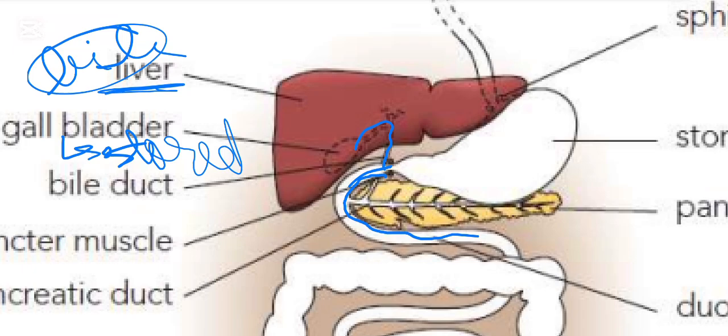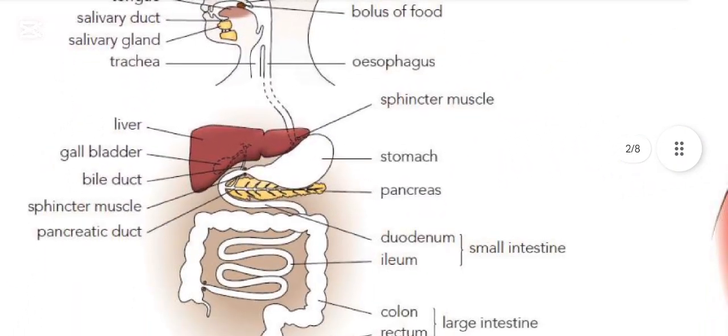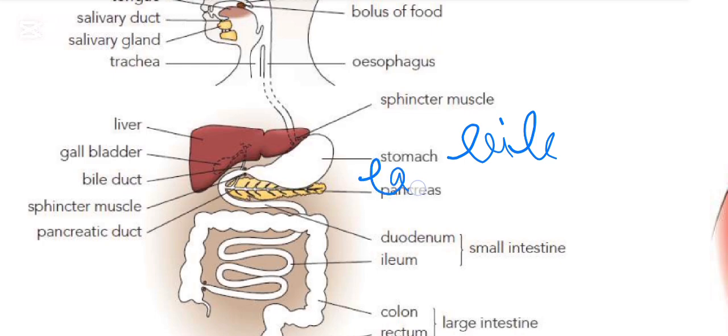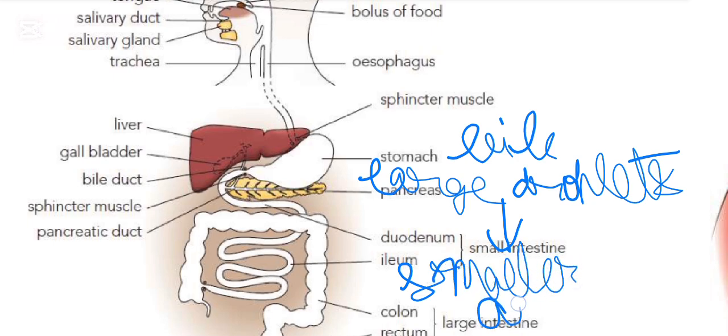Let's have a closer look at those. What bile does is emulsify the fat. Bile is made in the liver, and it is going to emulsify the fat. What does that mean? It breaks down large droplets of fat into smaller droplets. Why? So that they can be easily acted upon by lipase.